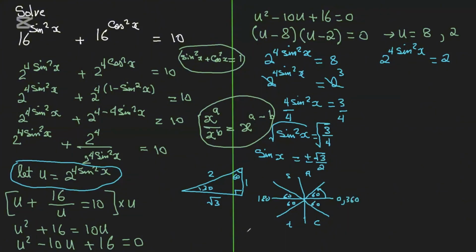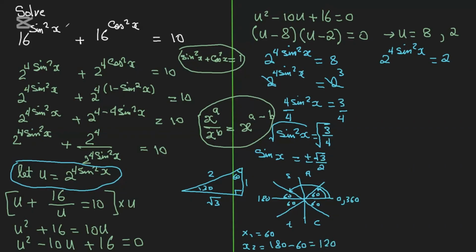So the first angle, x1, is 60. And then this angle here, x2, will be 180 take away 60, because you go all the way to here and take away the reference angle, that will give you 120.